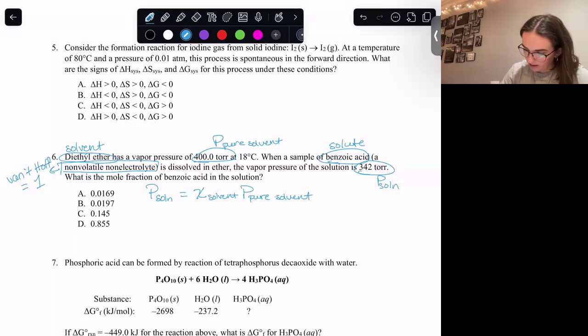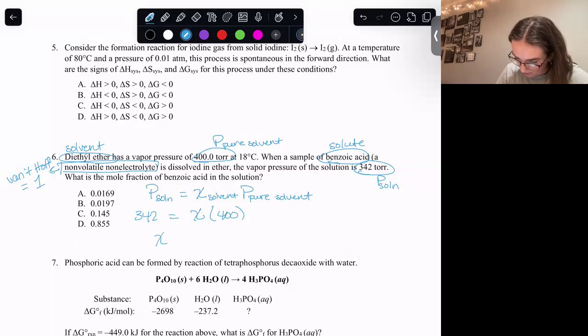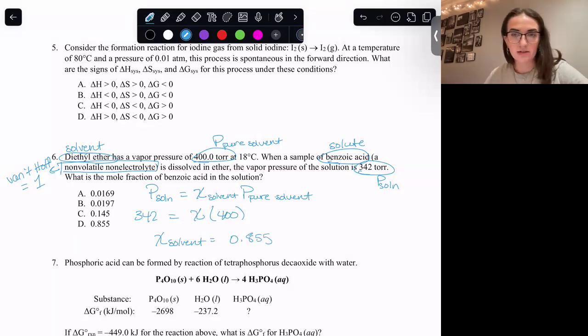So we can plug that into our equation. We get 342 is equal to X times 400. And we get the mole fraction of the solvent equal to 0.855. Is that where this question ends?